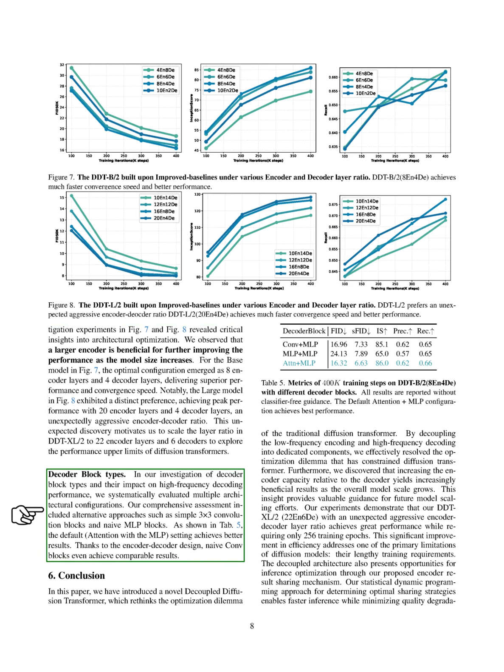Additionally, we examine different types of decoder blocks and their effects on high-frequency decoding performance. We evaluate various architectural configurations, including simple 3x3 convolution blocks and basic MLP blocks. Our results show that the default setting, which combines attention with MLP, yields the best performance. Notably, due to the encoder-decoder design, even the basic convolution blocks achieve comparable results.